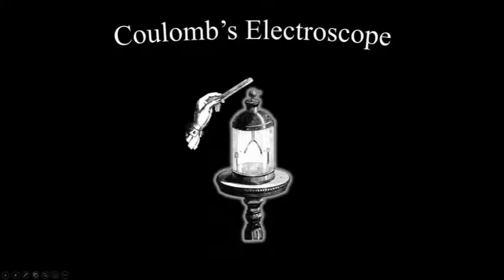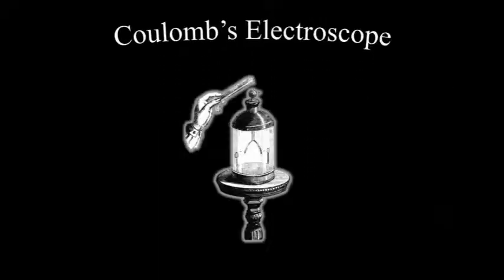An electric charge brought near the conductor or in contact with it causes the leaves to stand apart at an angle. Because according to Coulomb's law, the like electric charge either induced in or transferred to each leaf causes them to repel each other. For this activity, we built an electroscope.